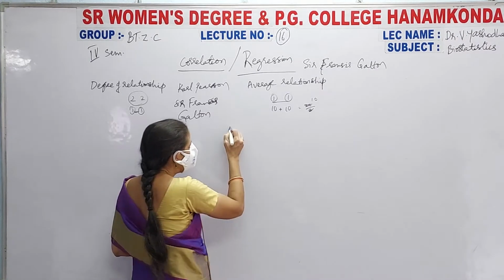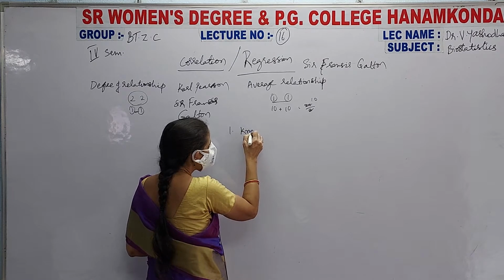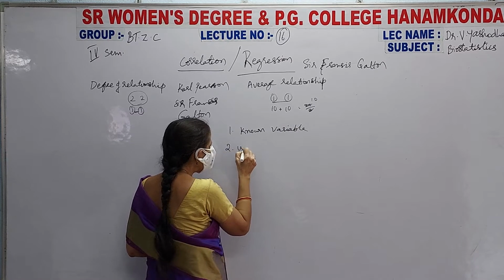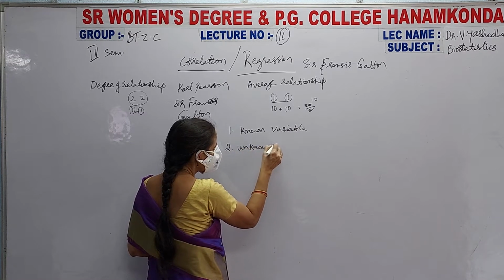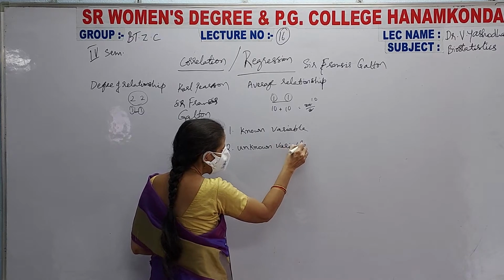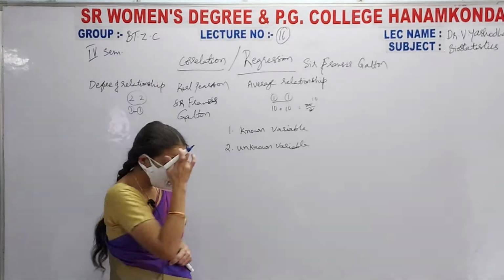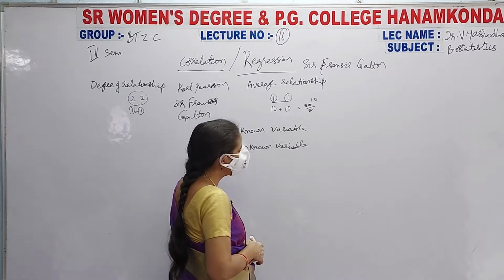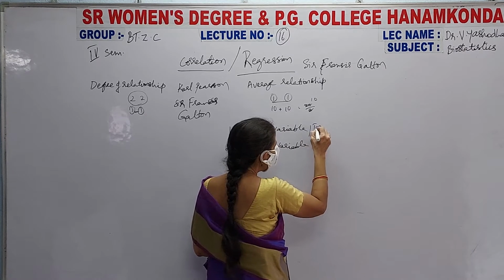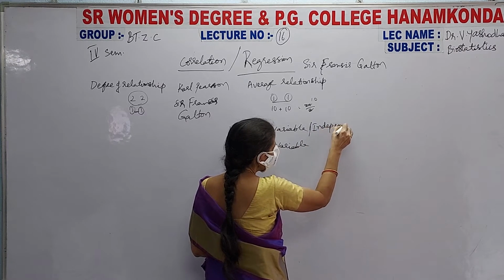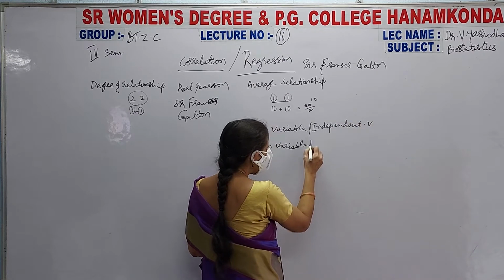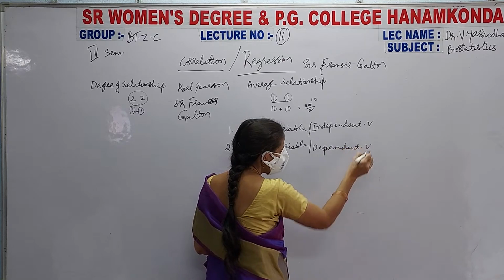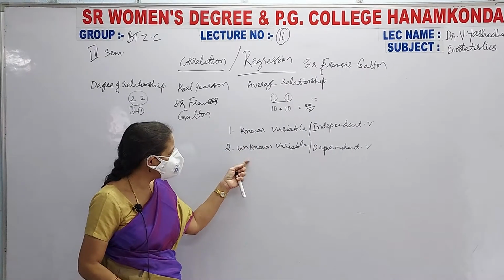One is a known variable, the second one is an unknown variable. Okay, a known variable and an unknown variable. The known variable is also known as the independent variable, and the unknown variable is known as the dependent variable.